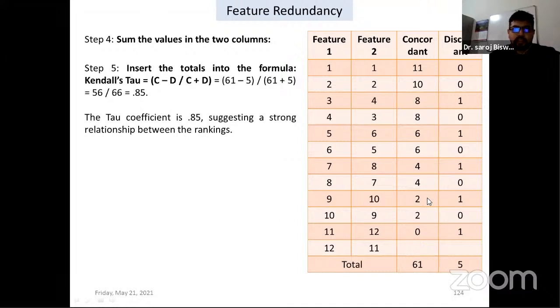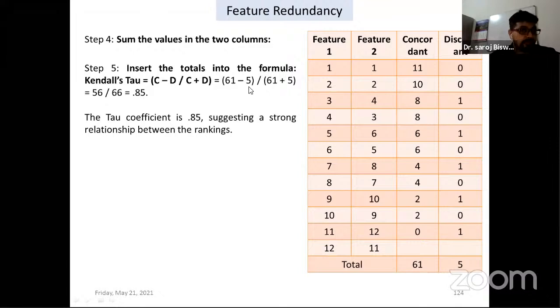We have got the totals, and we know the Kendall tau formula. Kendall tau is C minus D divided by C plus D. So see, the value of C is how much? That's 61. We put 61 minus D. The value of D is how much? That is 5.